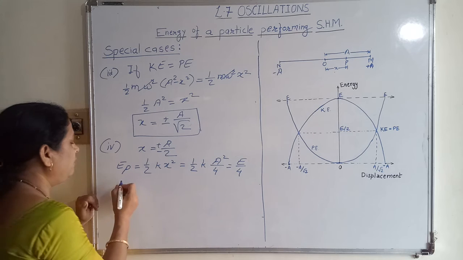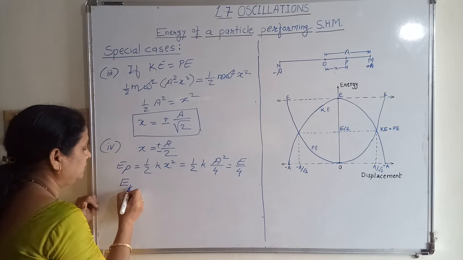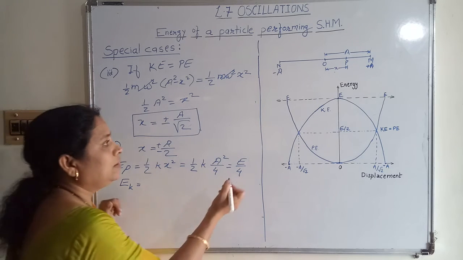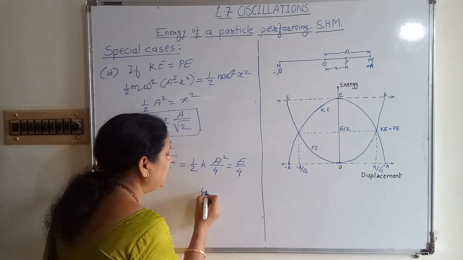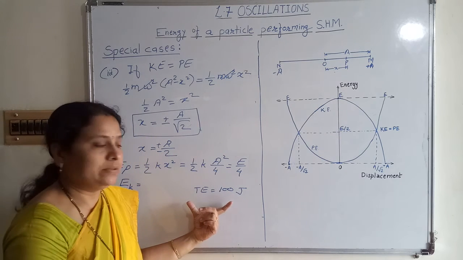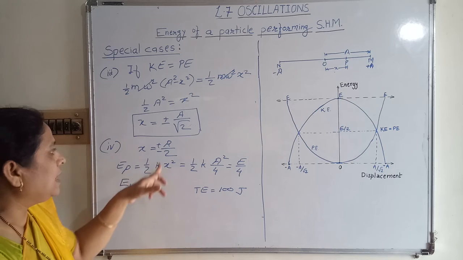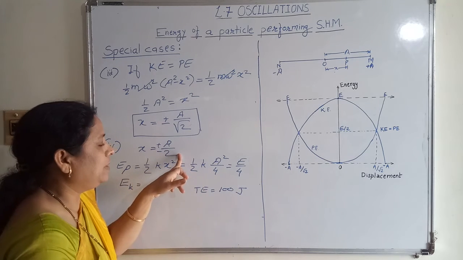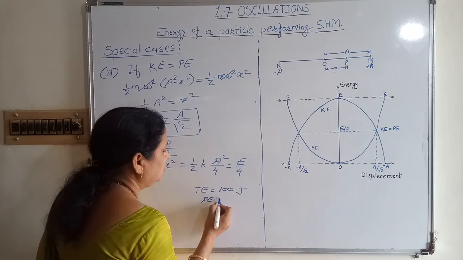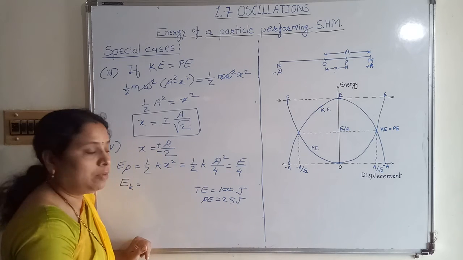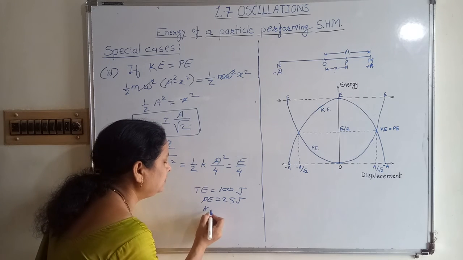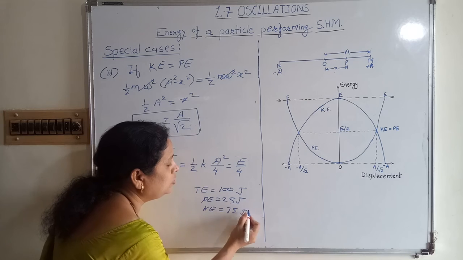Then what will the kinetic energy be? For that we take an example. Suppose the total energy is 100 joule. Then at a by 2, half of the amplitude, the potential energy is 100 by 4, which is equal to 25 joule. So 25 joule of the total energy is potential energy. So the kinetic energy is equal to 75 joule.